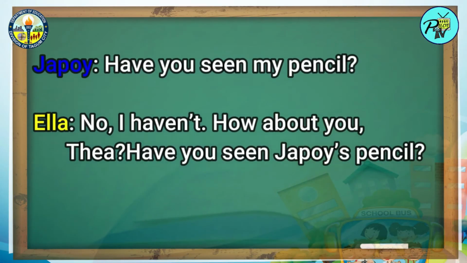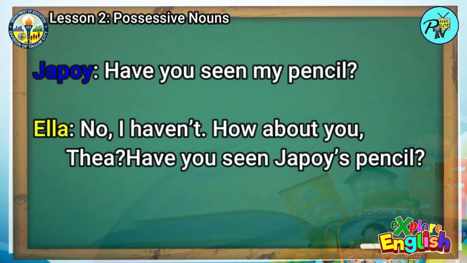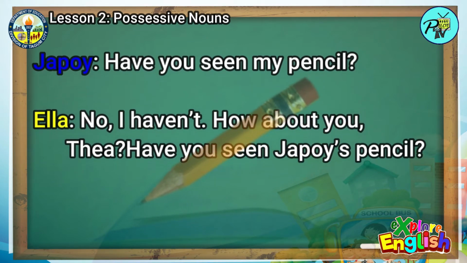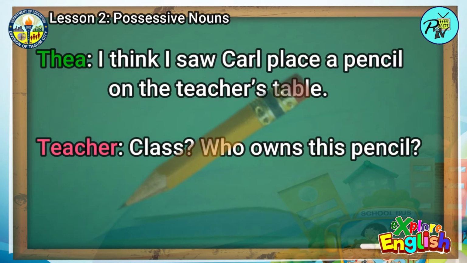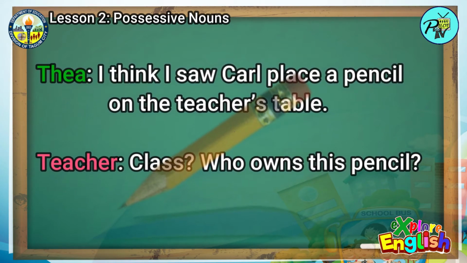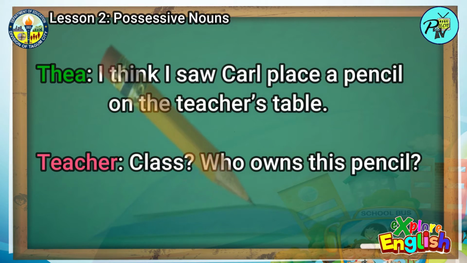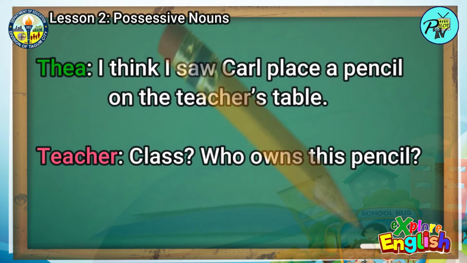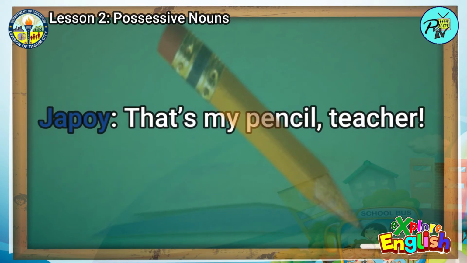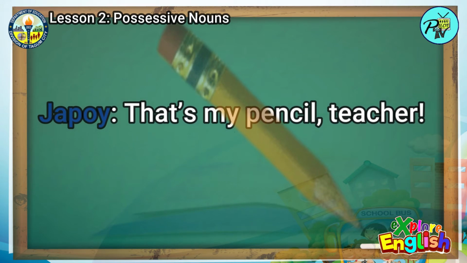Have you seen my pencil? No, I haven't. How about you, Thea? Have you seen Japoy's pencil? I think I saw Carl place a pencil on the teacher's table. Class, who owns this pencil? Oh, that's my pencil, teacher.